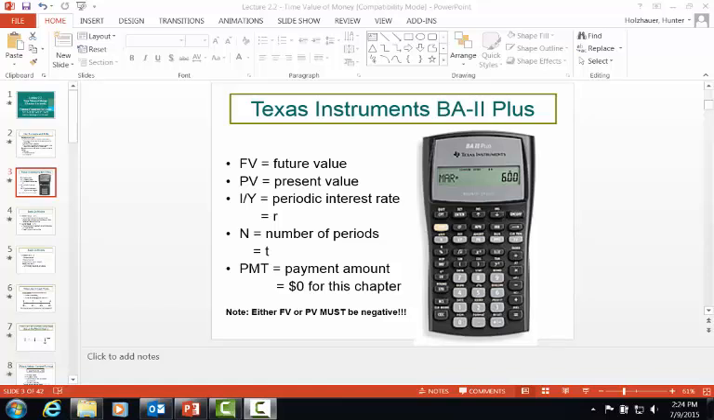Okay, Ross, I'm going to switch to the calculator slide. Now, the calculator I would like for you to use in this class is the Texas Instruments BA2 Plus.